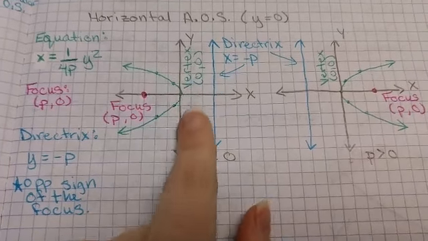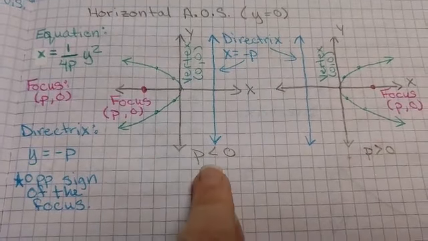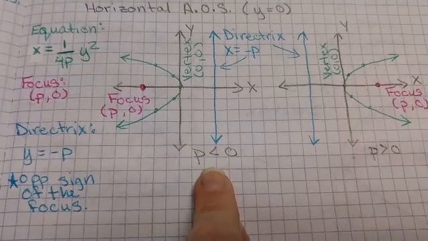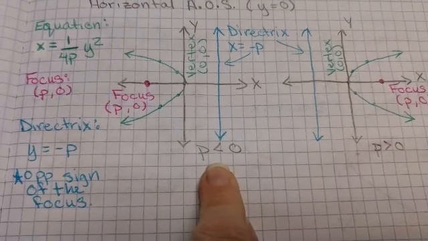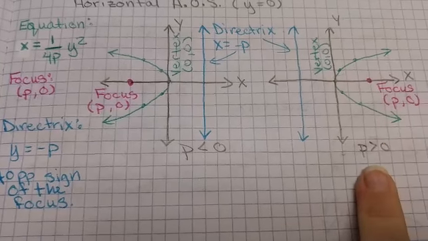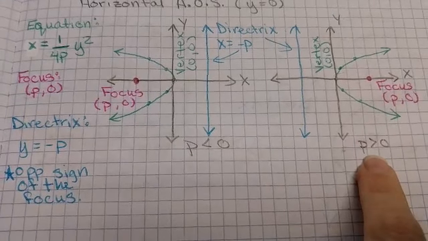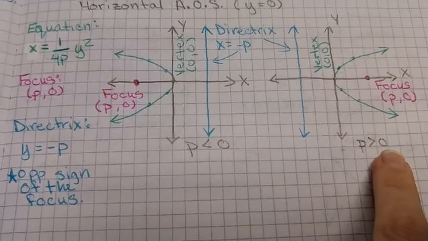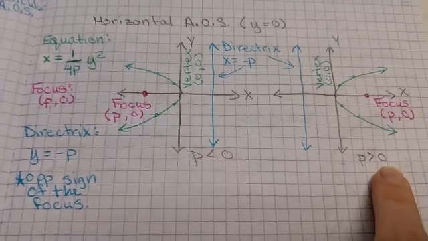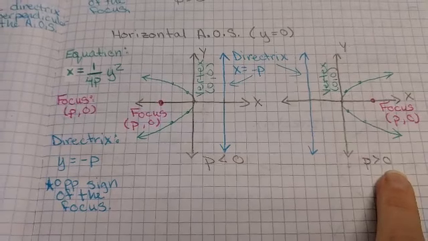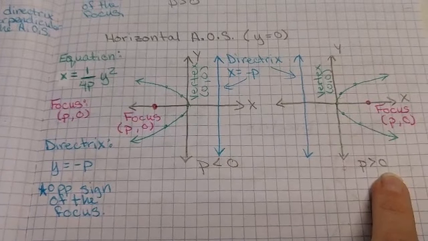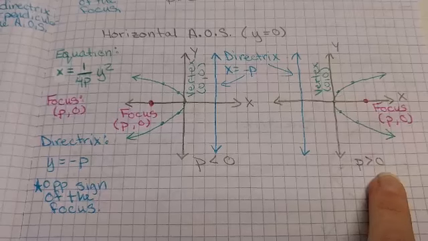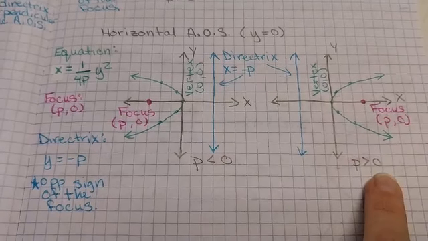So it's going to be opening to the left for any p value that is smaller than 0, so all of our negative p's. And then it's going to open to the right for all of our positive p's, for p greater than 0. Now we'll talk about how we're going to end up graphing these in just a minute or two. I want to give you a little bit of time to copy this down on your page.